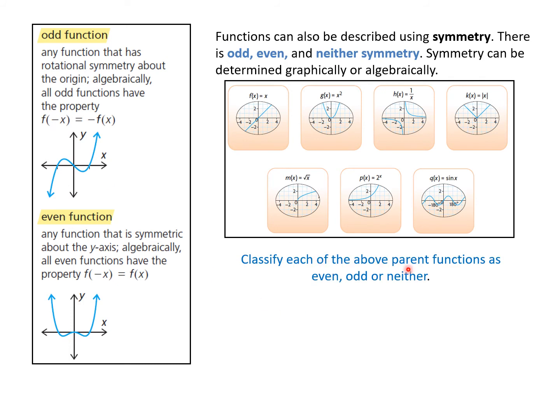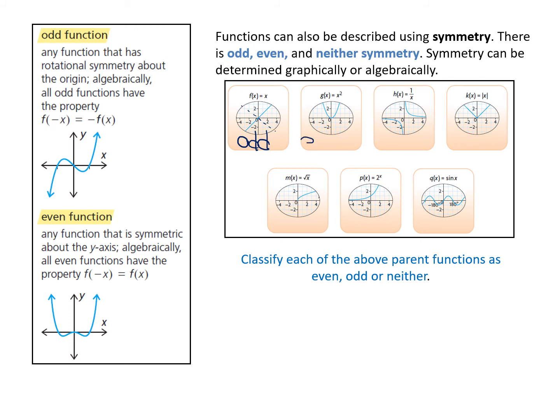Classify each of the above parent functions as even, odd, or neither. So let's start with the first one, the line from grade 9. Well, what do you think? Even, odd, or neither? Take a guess. I will tell you it is odd. It is odd because if I reflected it horizontally, it would kind of go like this. And then if I went back and reflected it vertically, it would be the same thing. So that's odd.